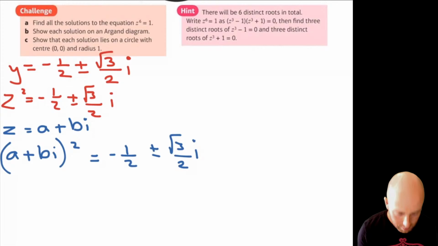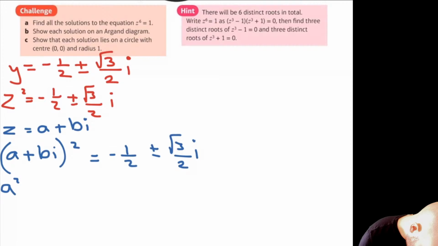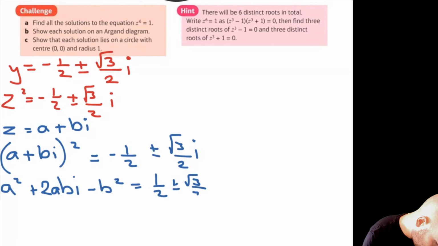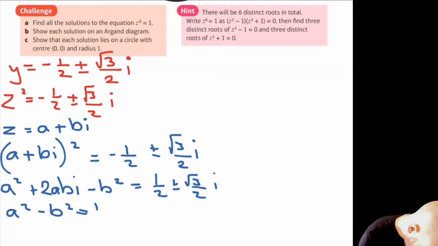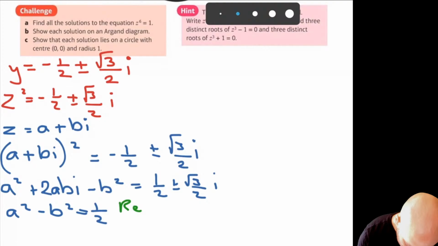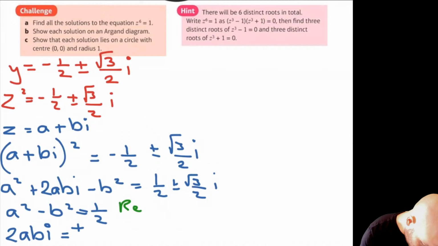So, if I expand this, we get a squared plus 2abi. And then it's going to be b squared i squared. i squared is minus 1, so it's going to be minus b squared. Here's minus a half, plus or minus root 3 over 2 i. All right, so we're going to set a squared minus b squared equal to minus a half. So that's all the real bits. And all the imaginary bits is going to be 2abi equals plus or minus root 3 over 2. Well, I can get rid of the i's there because we're not going to need those in any solution. So that's the imaginary parts. So those are the bits we need to try and solve.